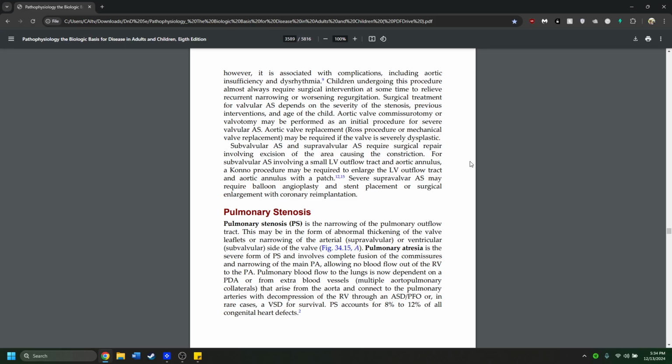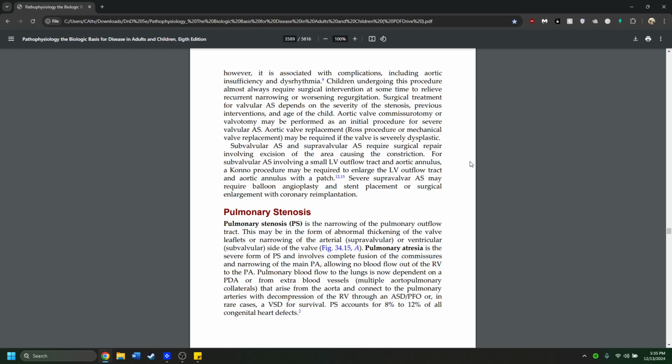Surgical treatment for valvular aortic stenosis depends on the severity of the stenosis, previous intervention, and age of the child. Aortic valve commissurotomy or valvotomy may be performed as an initial procedure for severe valvular aortic stenosis. Aortic valve replacement or the Ross procedure may be required if the valve is severely dysplastic.